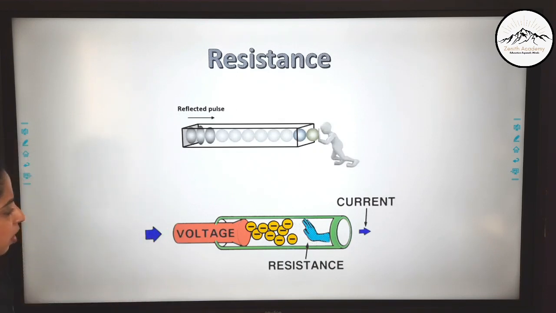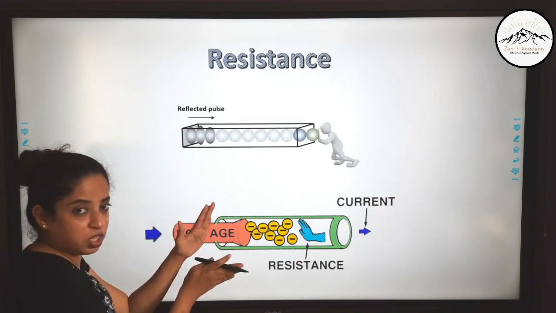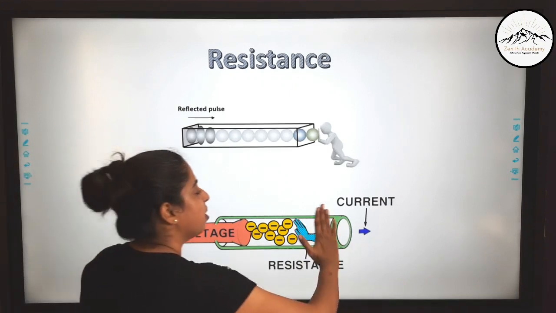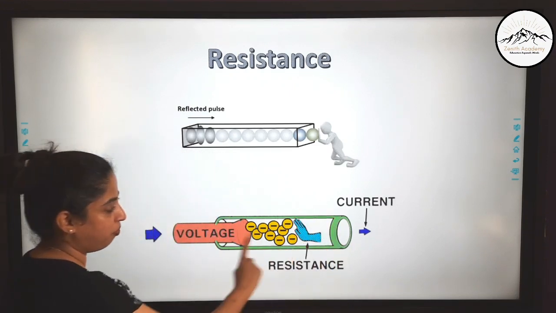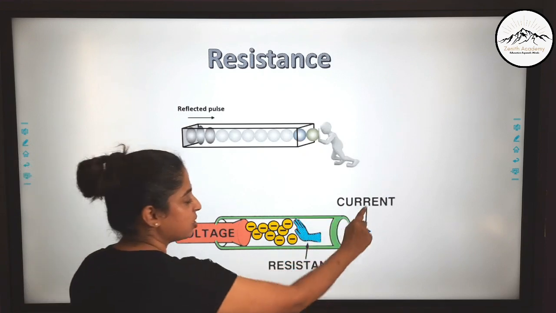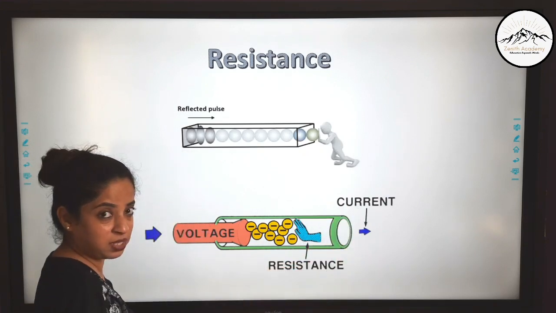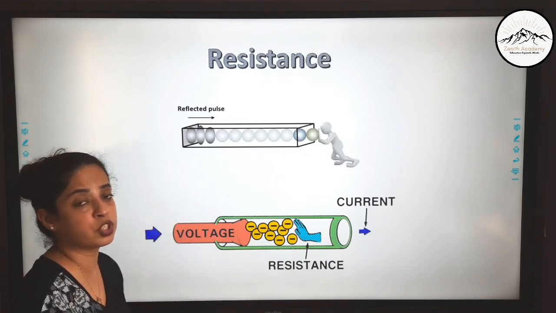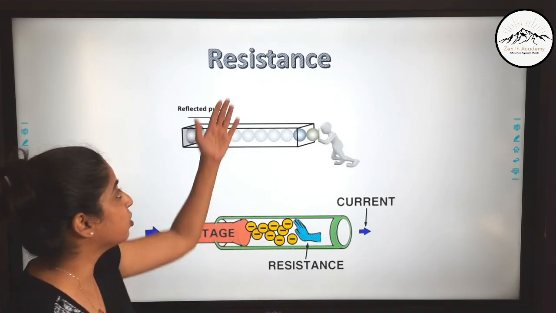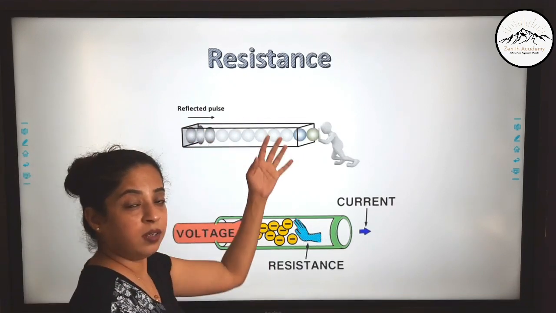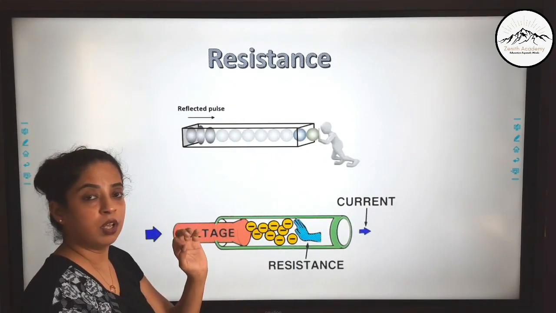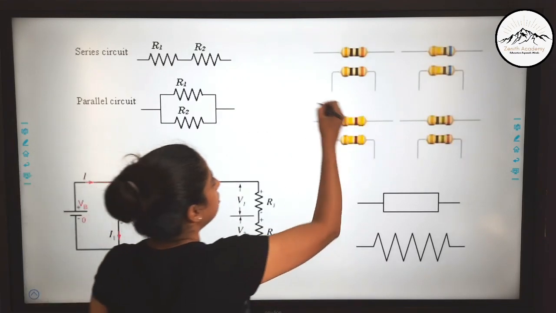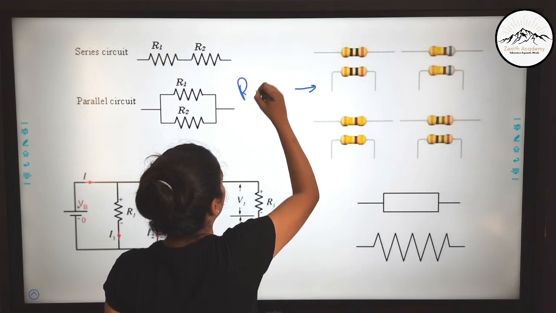So if you see here in the other diagram, the voltage is pushing the electrons to move, but there is something which is obstructing the flow of these electrons, and hence you can see a small amount of current passing. So this obstruction to the flow of electrons and hence the obstruction to the flow of current is known as resistance. And how we can introduce resistance in a circuit? By using resistors.